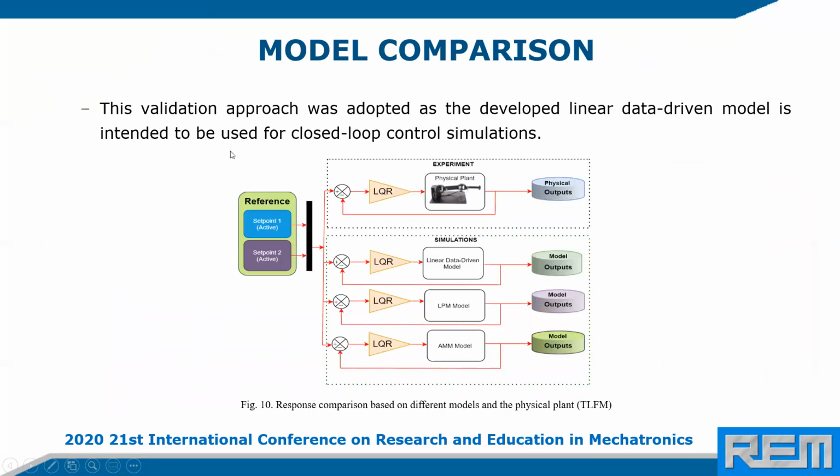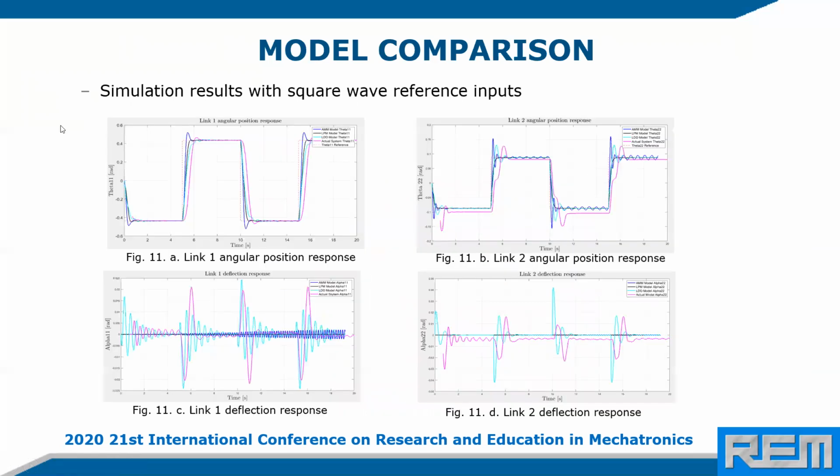For model comparison, we used the AMM model, LPM model, and linear data-driven model. We did the closed loop simulation using the same LQR for all the models and the physical system. LQR was used with the physical system, and we tried to compare the results. This is the result we got. This is link 1 angular position response. This is link 2 angular position response. This is link 1 deflection response, and this is link 2 deflection response.